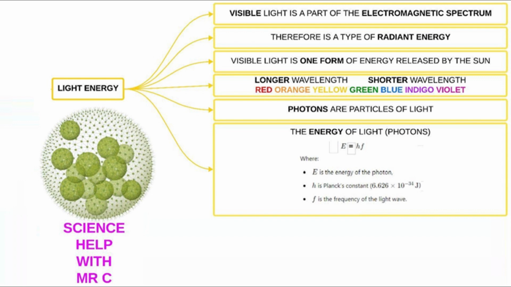To calculate the energy of light, or photons, the equation is E equals hf, where E is the energy of the photon, h is Planck's constant, which is 6.626 times 10 to the negative 35, and f is the frequency of the light. But I doubt whether you're going to need to calculate this in year 8.